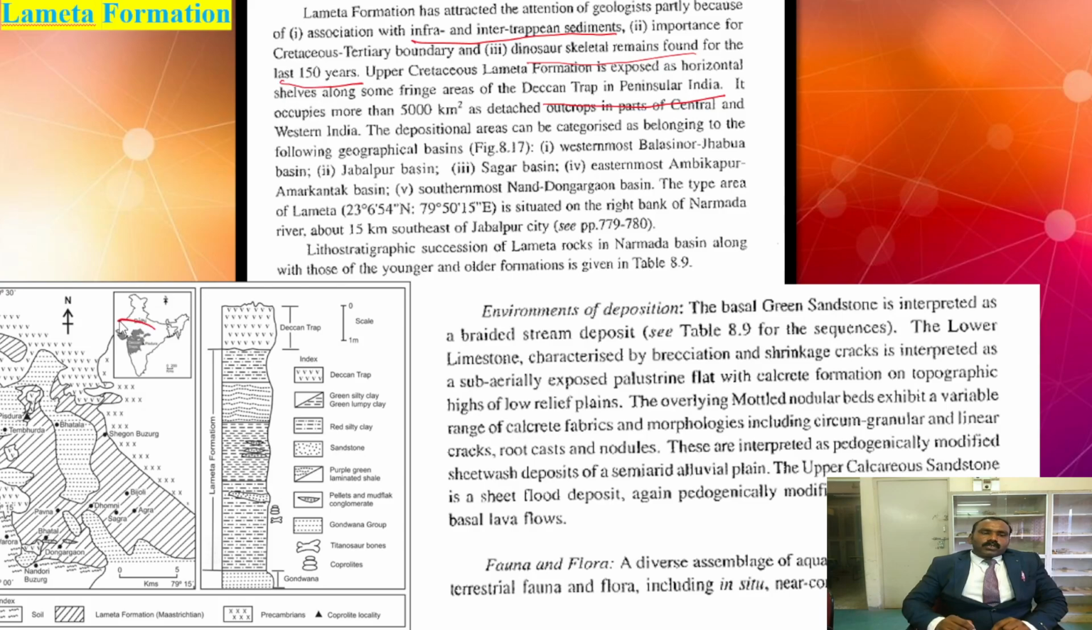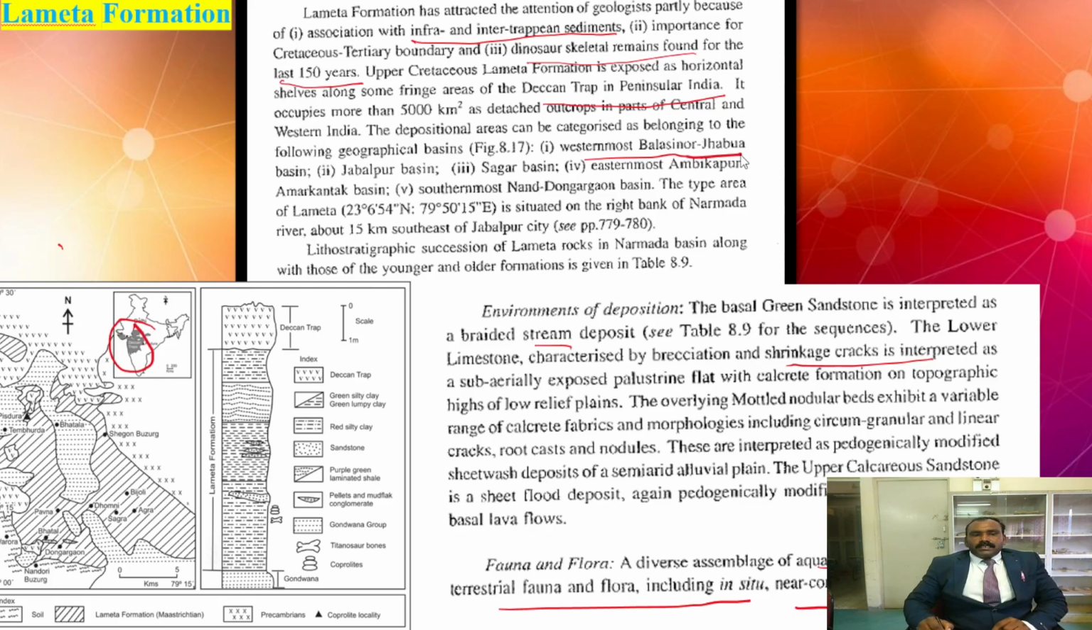So this is a portion of the flood basalt provinces or the Deccan volcanic provinces, and the various kinds of depositional environments show that the green sandstones are interpreted as braided stream deposits, and the lower limestones are characterized by shrinkage cracks. The fauna and flora are a diverse assemblage of aquatic, semi-aquatic and terrestrial forms, including complete fish remains, which have also been recovered from the Lameta formations, and those are exposed in different regions, particularly in the westernmost Balasinor and Jhabua basins.